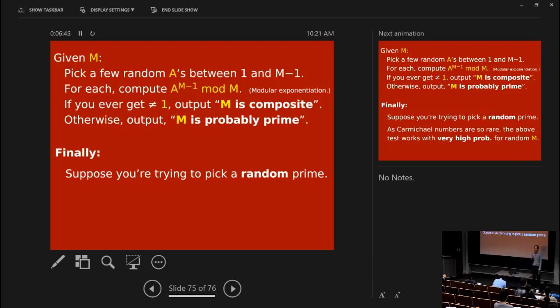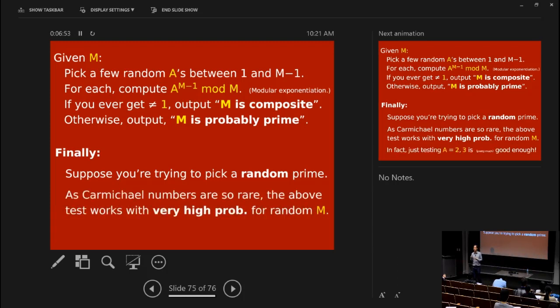Sometimes in life, you don't want to just check primality. You want to generate a random prime number, especially if you're doing cryptography. This is a very common step. And how do you do it? You pick a random number, check if it's prime, pick a random number, check if it's prime, and you keep going until you find one that you think is prime. But you can prove that Carmichael numbers are extremely rare. So when you pick a random number, it's very, very unlikely to be a Carmichael number.